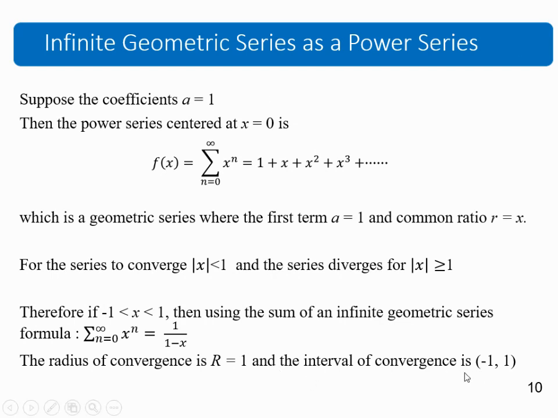And then your interval of convergence is the set of values which x has to be in order for the series to converge. So we can see that our interval of convergence is going to be from -1 to 1.